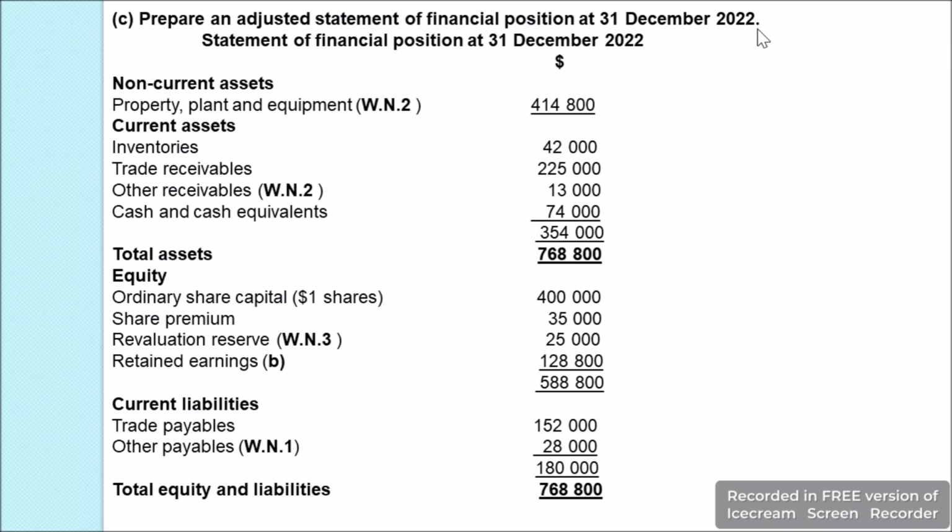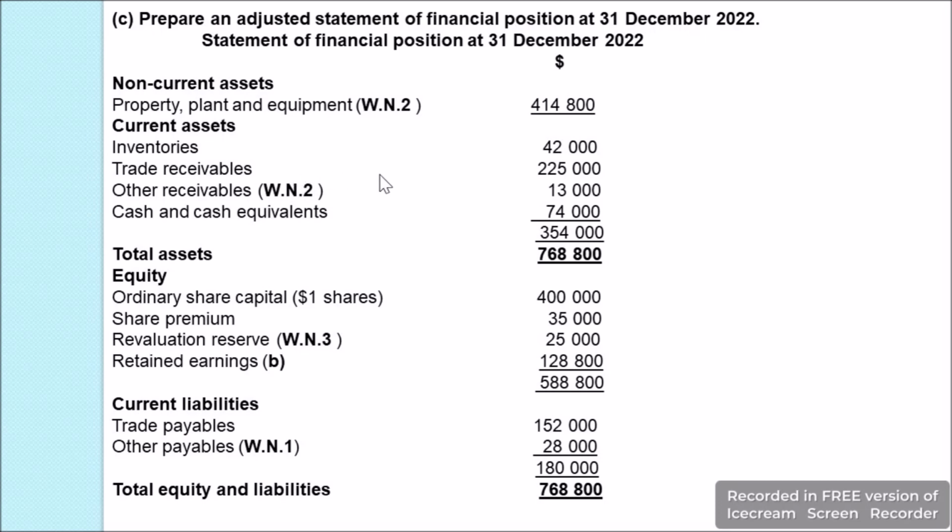In this bit of the question, we are asked to prepare an adjusted statement of financial position at 31st December 2022. So we will make the statement of financial position at 31st December 2022 starting with non-current assets, and we have property, plant and equipment. For this we have done the calculation in the second working notes, and we got the value as $414,800. Then we have current assets, in which we have inventories, and inventories does not have any adjustment, so we'll take the value as it is, that is $42,000.